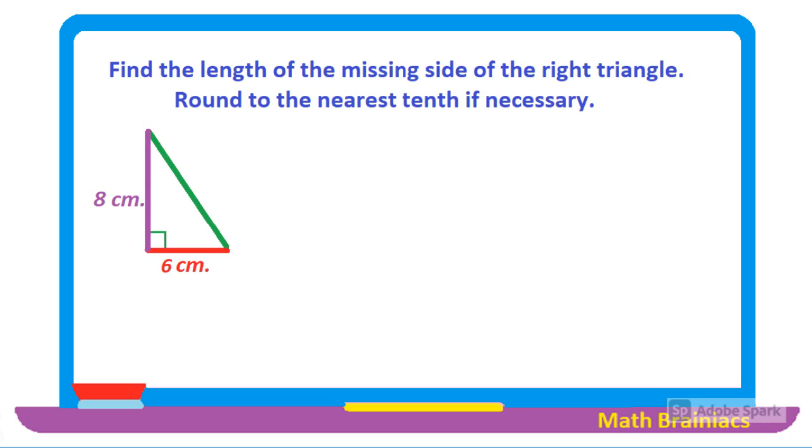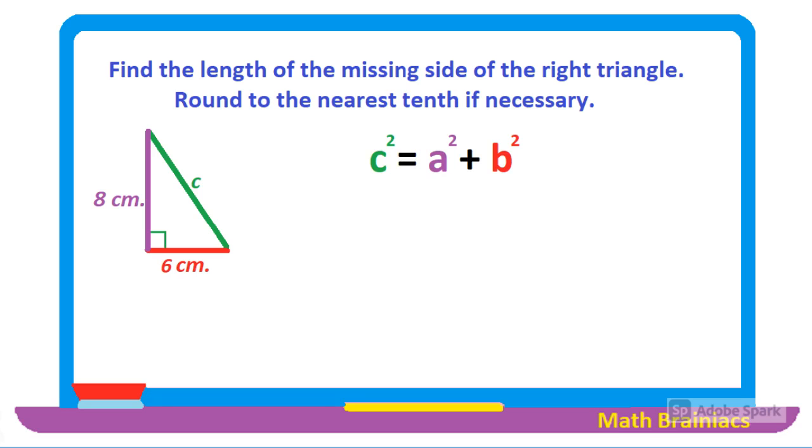Let us work on this example so that you will be guided. Find the length of the missing side of the right triangle. Round to the nearest tenth if necessary. You can notice that the right angle is opposite the longest side, which is the hypotenuse, and I labeled it letter c. And the two legs are 8 centimeters and 6 centimeters.